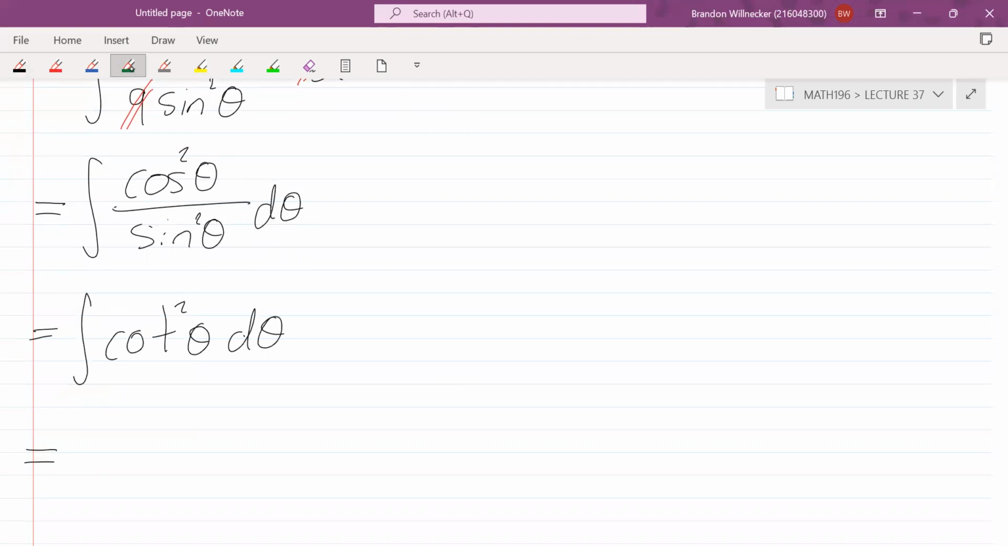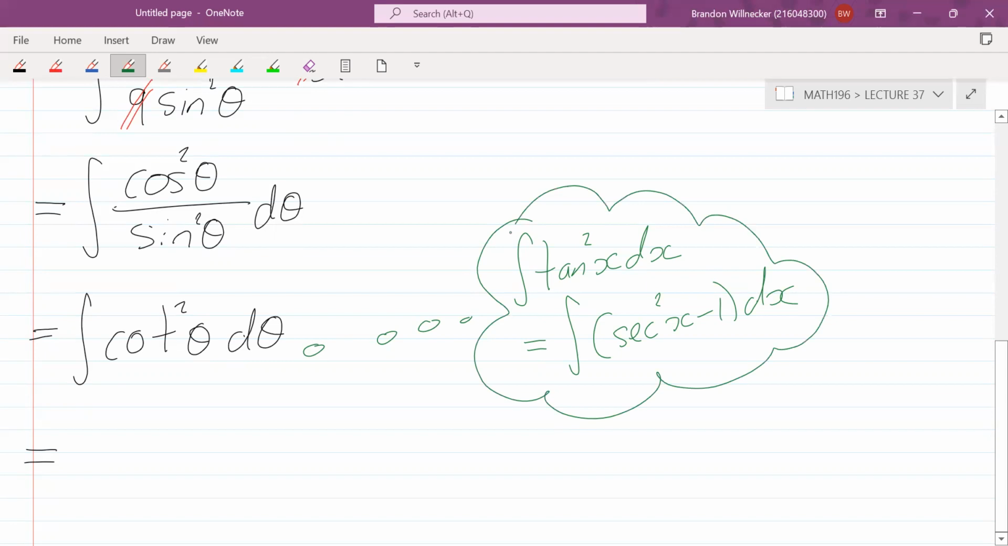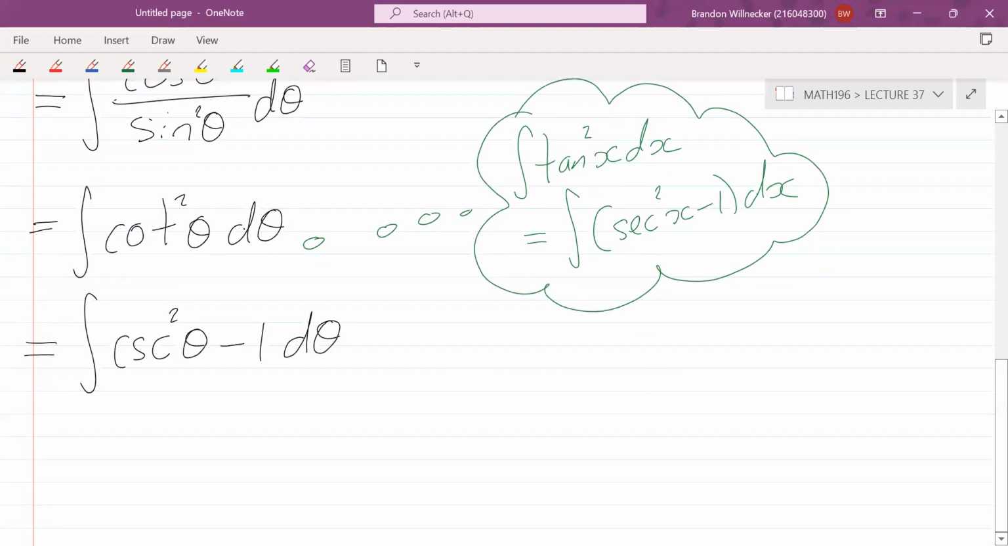Just as a little side note, if we were integrating tan squared, we did this one before, we need to change the tan squared into sec squared. So this would be sec squared x minus 1. Similar idea over here, but instead of using sec squared, we need to use cosec squared because we've got cotan squared. So this is going to be the integral of cosec squared theta minus 1. The integral of cosec squared is minus cotan.